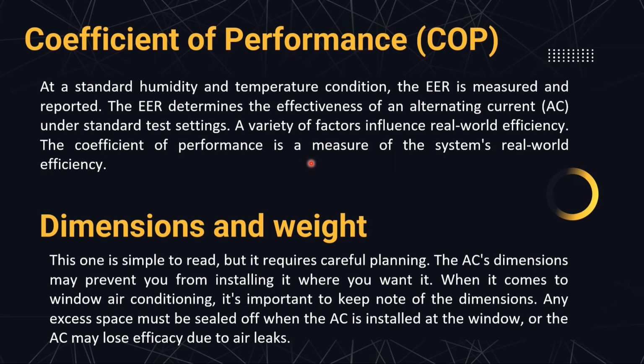Second is dimension and weight. This one is simple to read, but requires careful planning, as the AC dimensions may prevent you from installing it where you want to when it comes to window air conditioning. It's important to keep note of the dimensions. Any excess space must be sealed off when the AC is installed at the window, or the AC may lose efficiency due to air leaks.